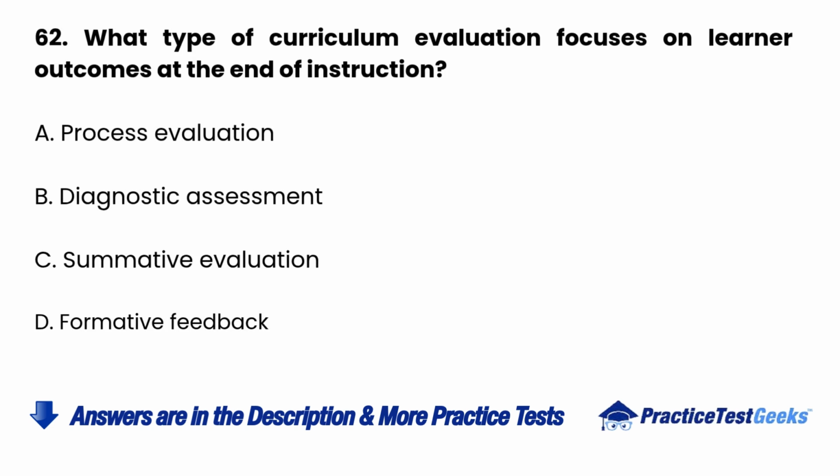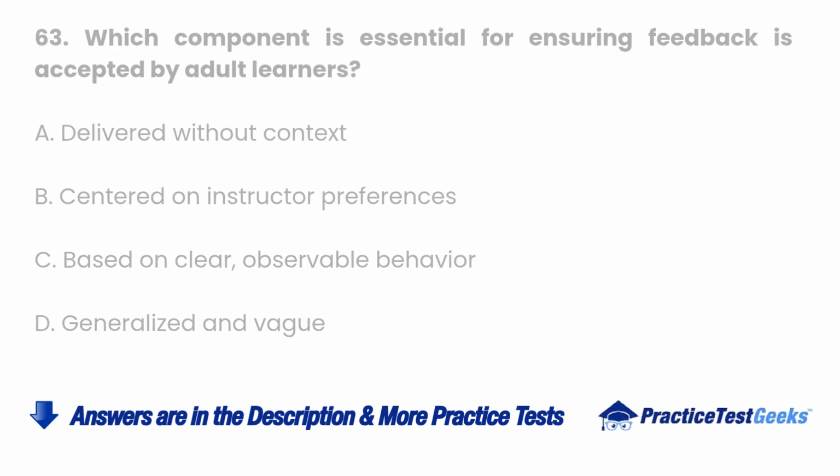62. What type of curriculum evaluation focuses on learner outcomes at the end of instruction? A. Process evaluation. B. Diagnostic assessment. C. Summative evaluation. D. Formative feedback.